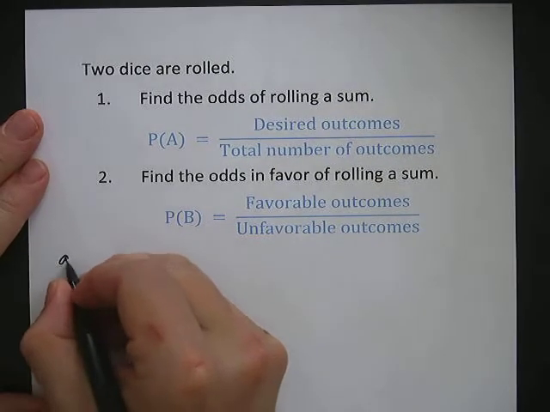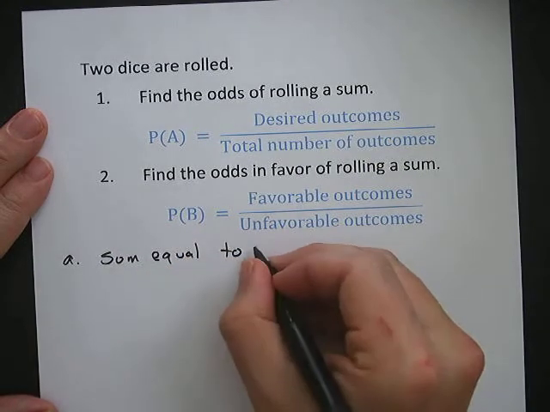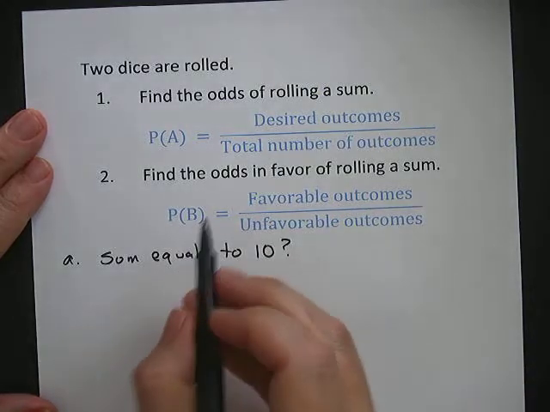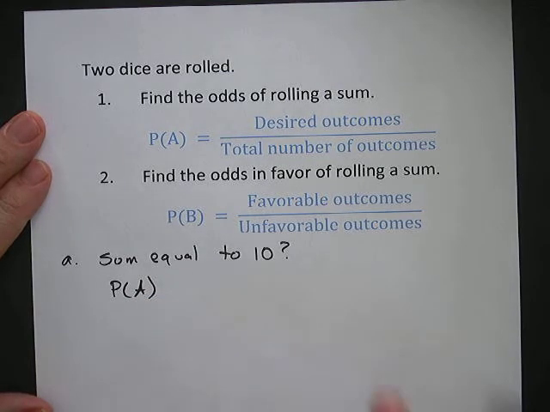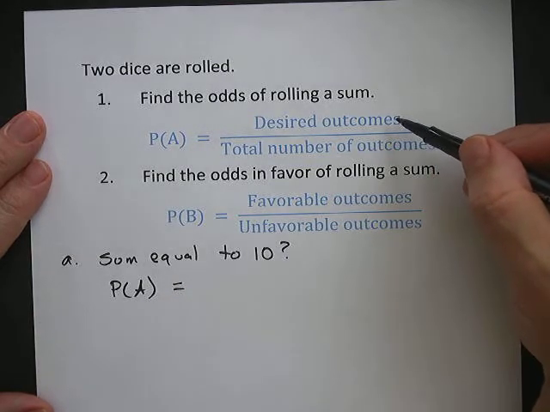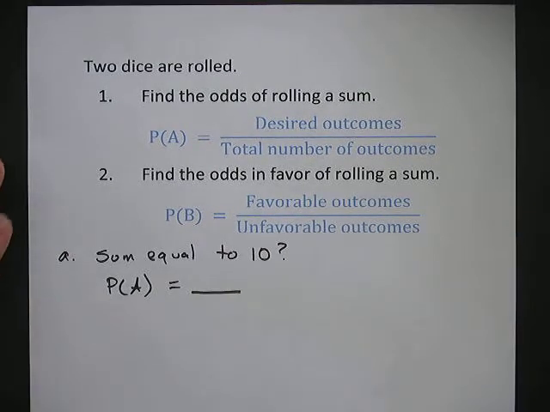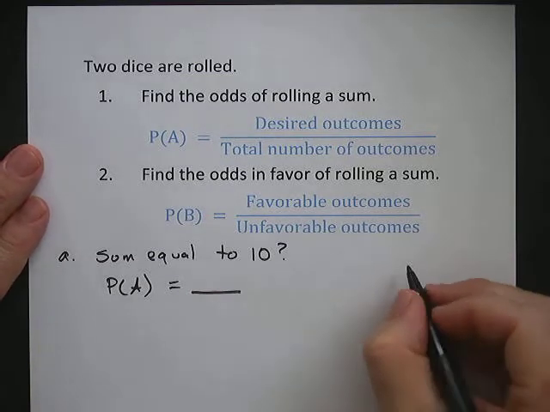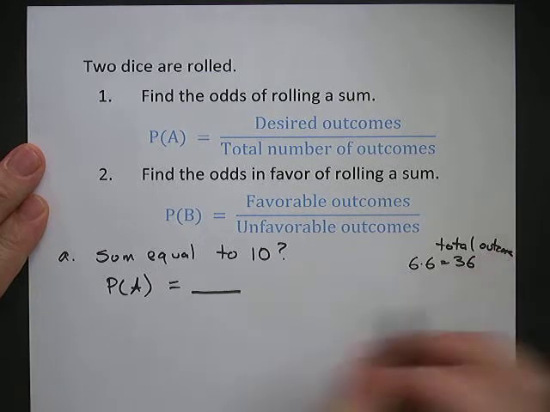Okay, so on the first one, let's say we want to find a sum equal to 10. For the first one, which is just the straight-up probability of rolling a sum that's equal to 10, you need to figure out the number of desired outcomes divided by the total number of outcomes. When you have two dice rolling, the total number of outcomes is 36. That's because there's 6 numbers on each die, and 6 times 6 equals 36. It's going to be the total outcome throughout this entire problem. So 36 goes on the bottom.